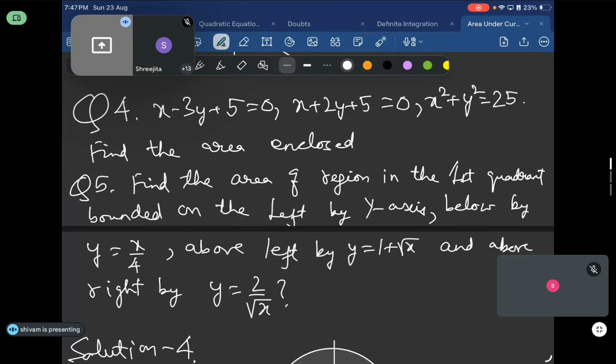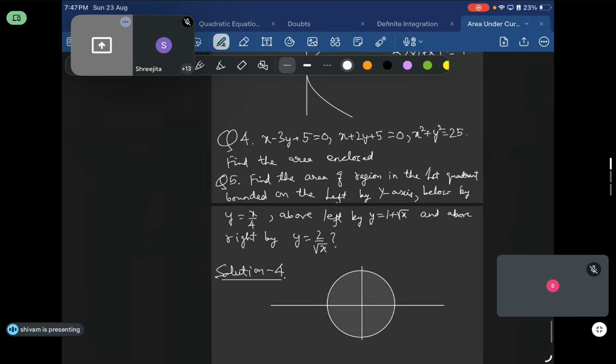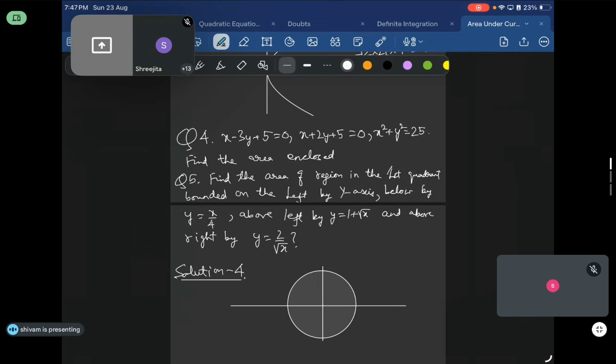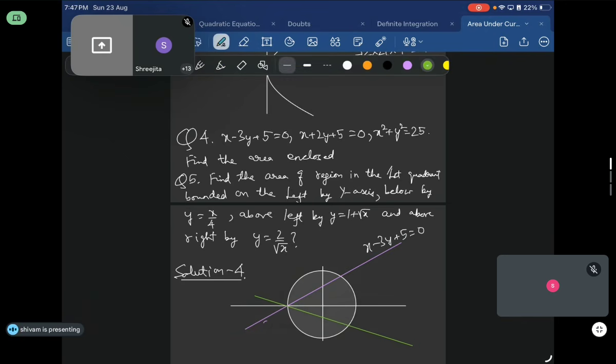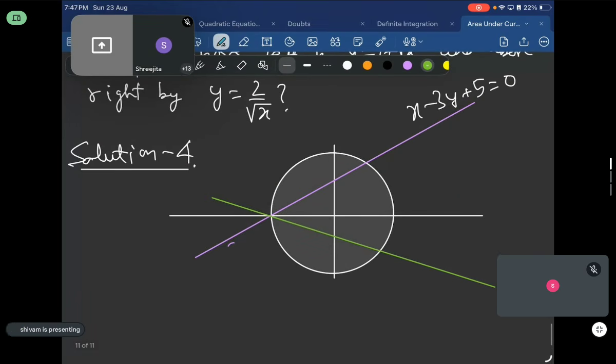When you substitute y equal to 0, x equal to minus 5, right? And for one of them the slope is positive, another one the slope is negative. So one straight line will look somewhat like this. Tell me, are people getting it, yes or no? I think this straight line is x minus 3y plus 5 equal to 0, right? Over here the slope is positive. Another straight line will look somewhat like this. So this straight line is x plus 2y plus 5 equal to 0, right?